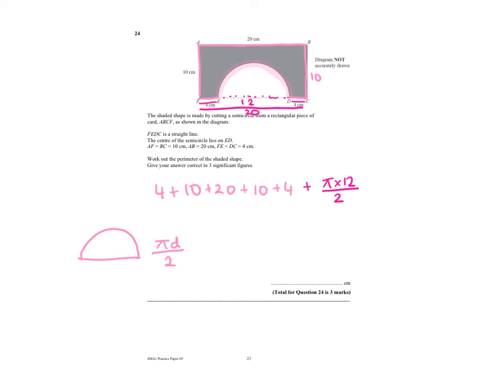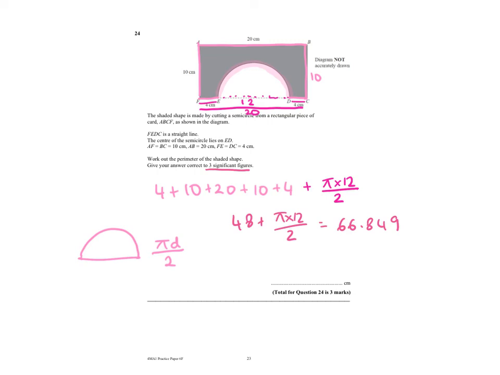So now I'm going to have 48 plus pi times 12 over 2. I'm going to put that into my calculator because it wants the answer in significant figures. So 48 plus shift pi times 12 divided by 2 equals 66.849. It wants 3 significant figures.